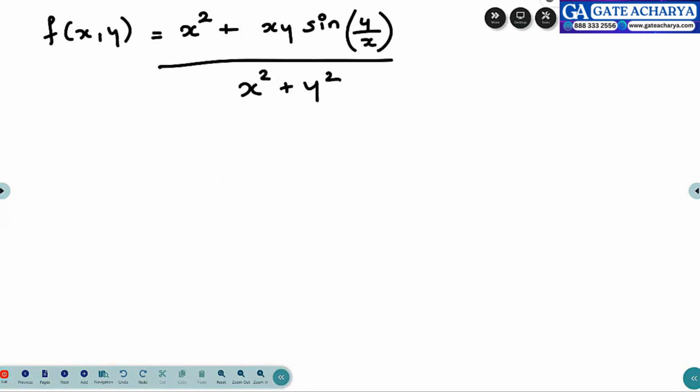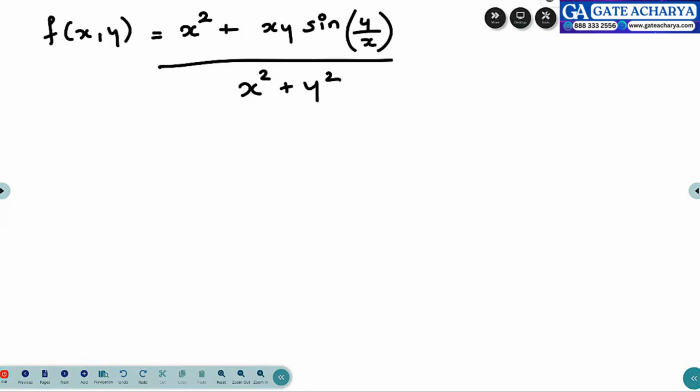Is this homogeneous? Because sine y by x does not have a degree, right? So still homogeneous. What did I say? If there is a non-algebraic part coming, it should be acting as what? A y by x function. So this is a y by x function. So sine y by x is homogeneous.